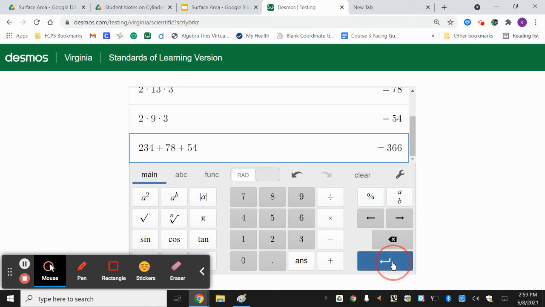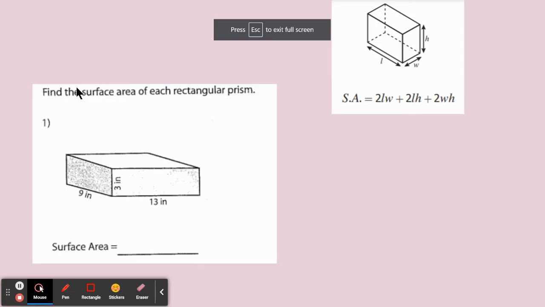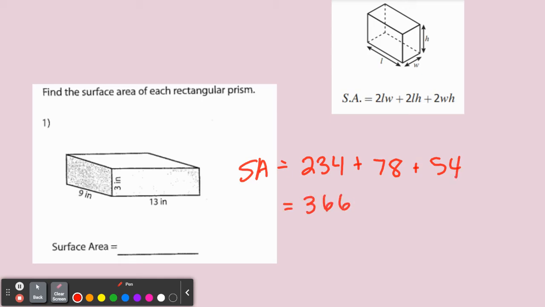366. Okay, so if we go back to our slides, okay, that was 234. Surface area equals 234 plus 78 plus 54, which totaled 366. So our surface area is 366 inches squared.